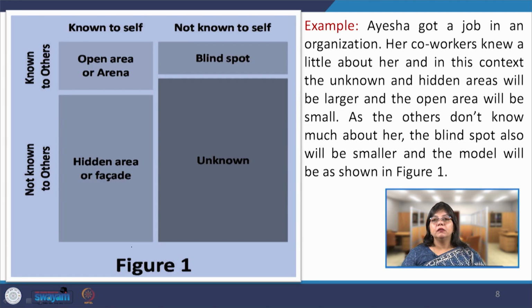This is an example that Aisha got a job in an organization and the co-workers knew little about her. So, she is in unknown area right now, right. In this context, the unknown and the hidden areas will be larger and open area will be the smallest one, because Aisha is new and nobody knows anything about her. As the others do not know much about her, the blind spot also will be smaller and the model will be as shown in figure 1. So, ultimately when two people are not knowing each other, the unknown area is very much wide.